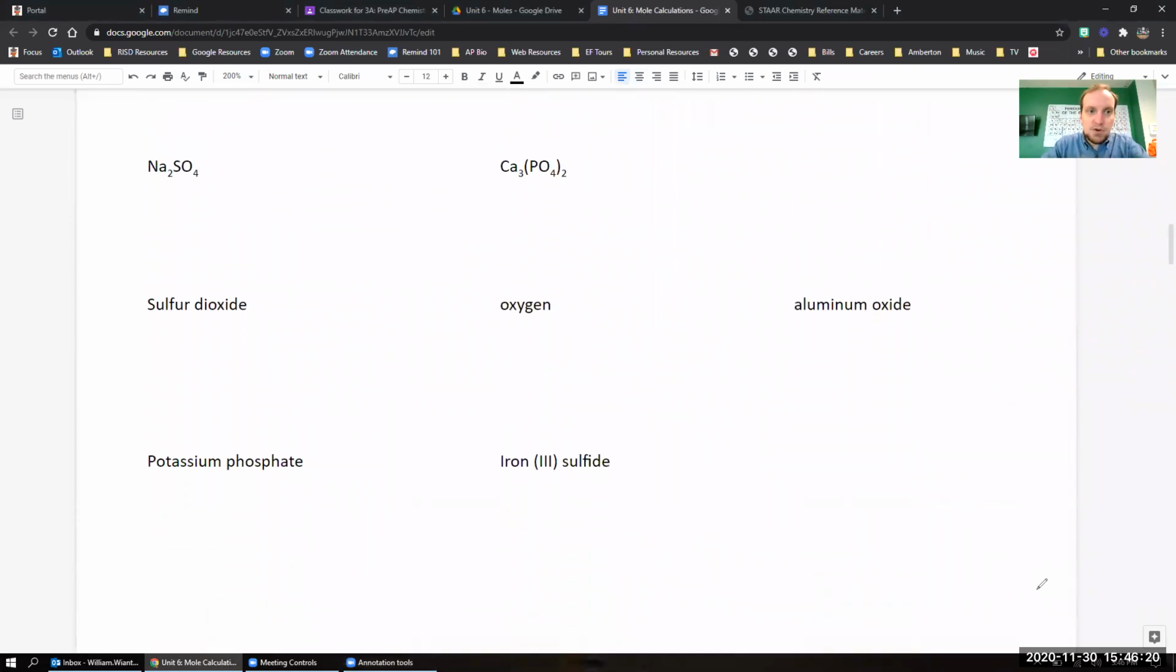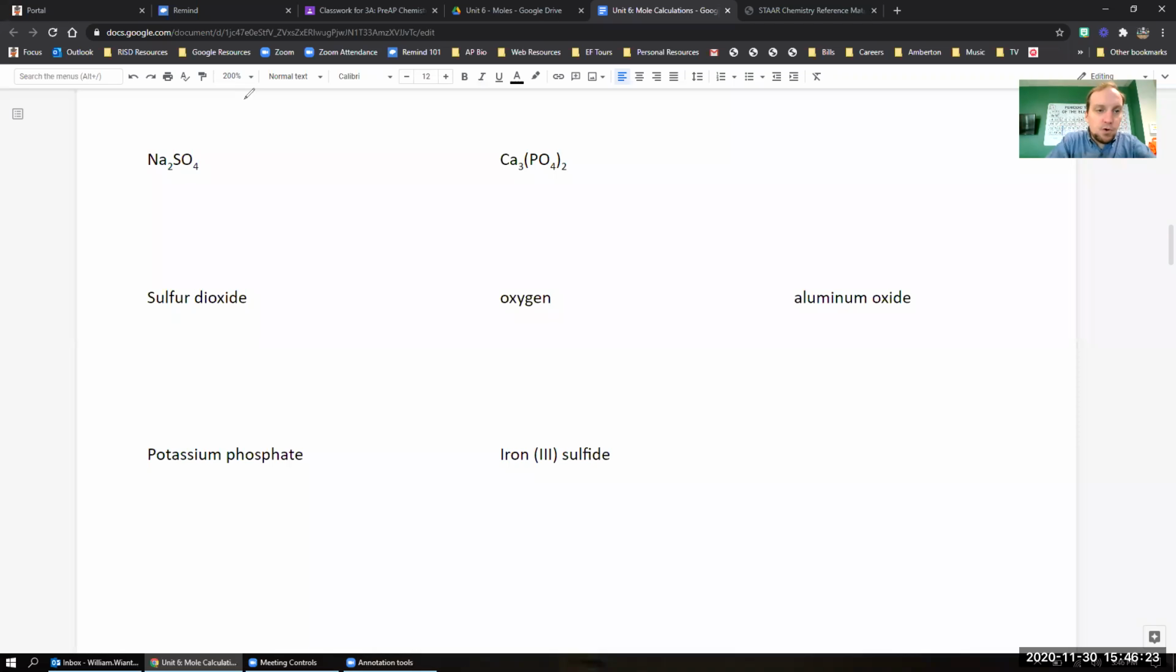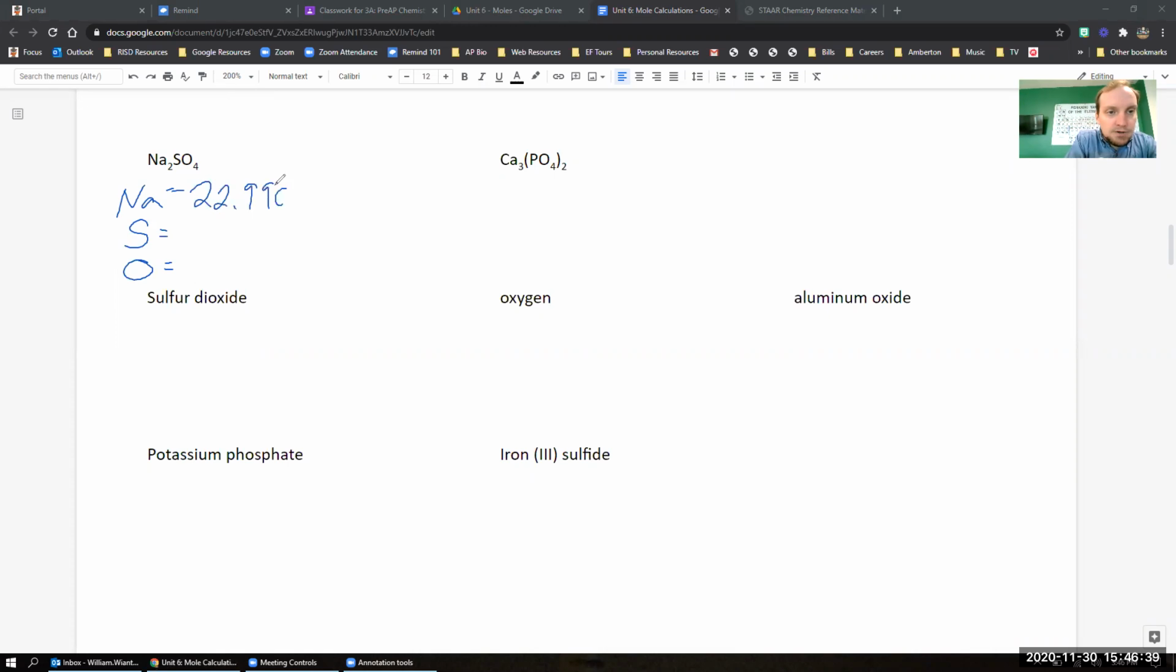So here are some other ones. Let's try these really quickly. For sodium sulfate, we have sodium, sulfur, and oxygen, right? My sodium, if I look at my trusty periodic table right here, is 22.990, and there are two of them. Then my sulfur is 32.066. There's only one of those. And then oxygen is 15.999, and there are four of those.